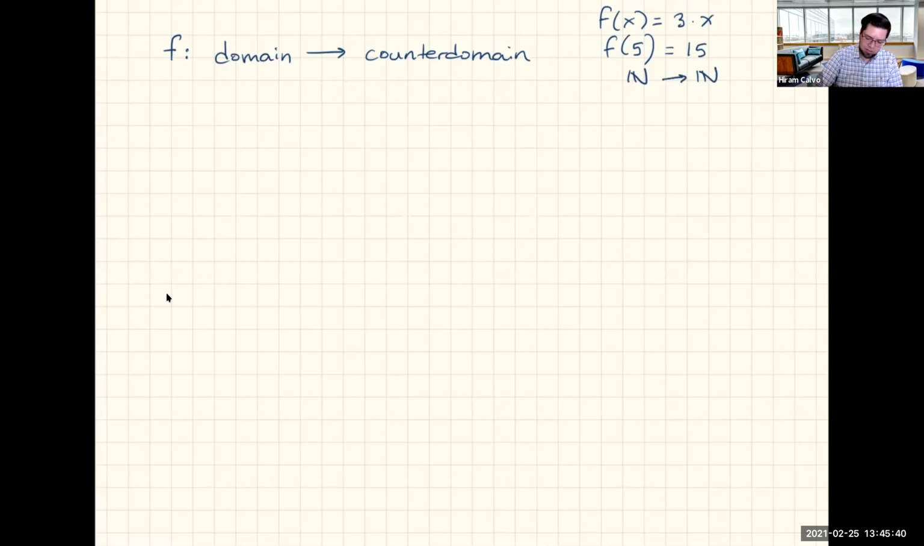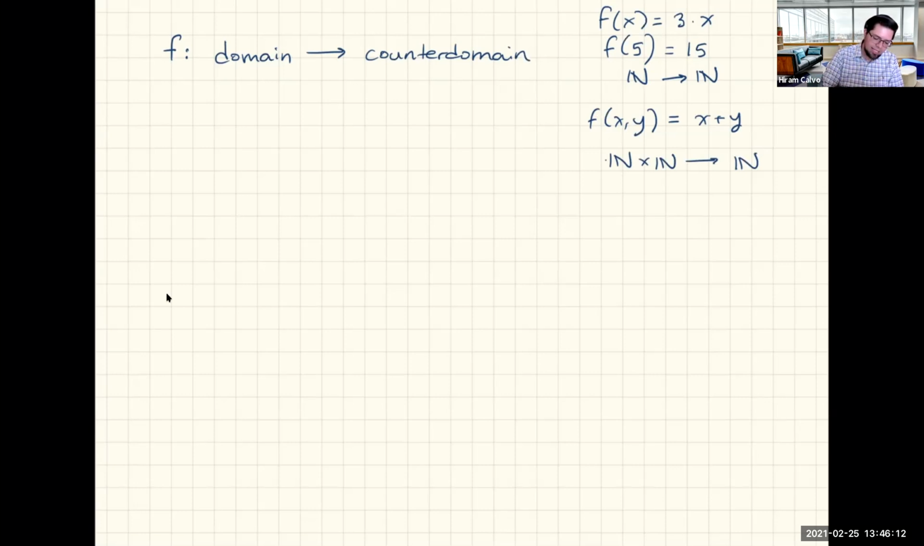We can have functions with two arguments, for example, x, y, and then have a result depending on both, maybe x plus y. The domain will be the Cartesian product of N cross N, and the result will be just a natural number. So my domain is this one and the counter domain is this one for this kind of function. So we can have a lot of different functions.